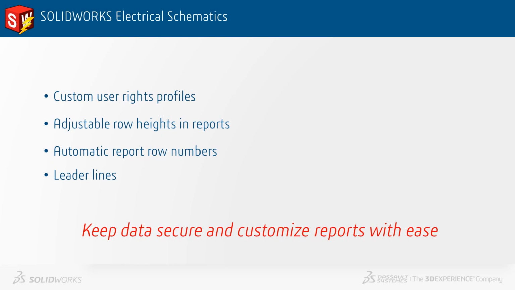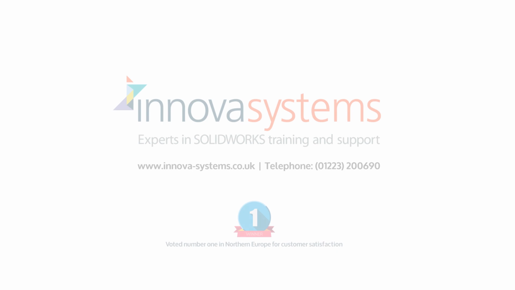In summary, we can customize user right profiles even further. We have adjustable row heights in reports. We have automatic report row numbers. And we see improvements to leader lines. SOLIDWORKS Electrical Schematic. Keep data secure and customize reports with ease.